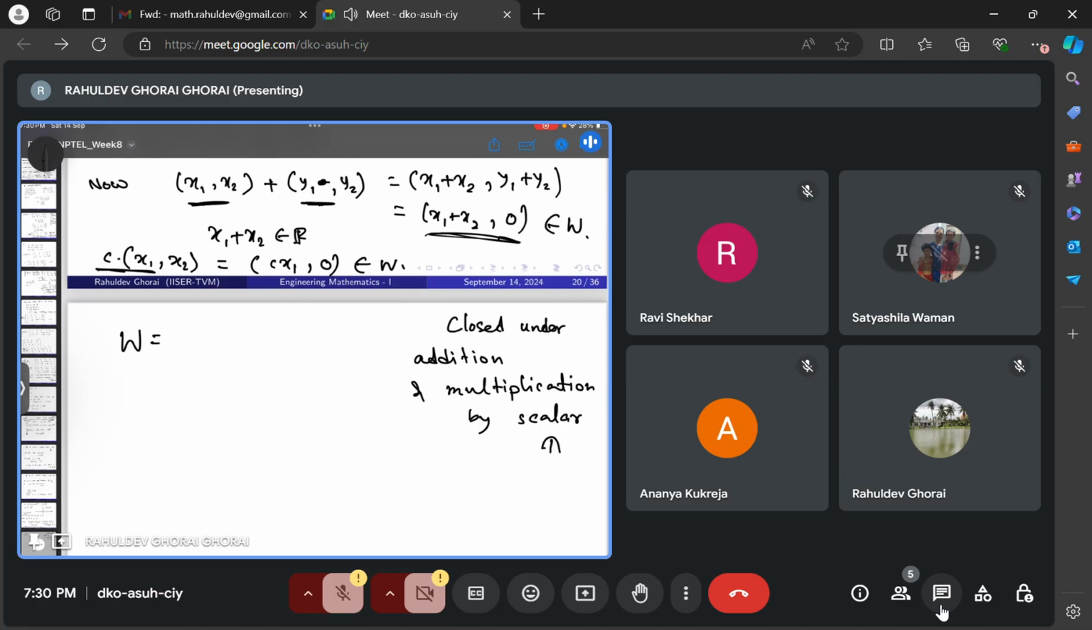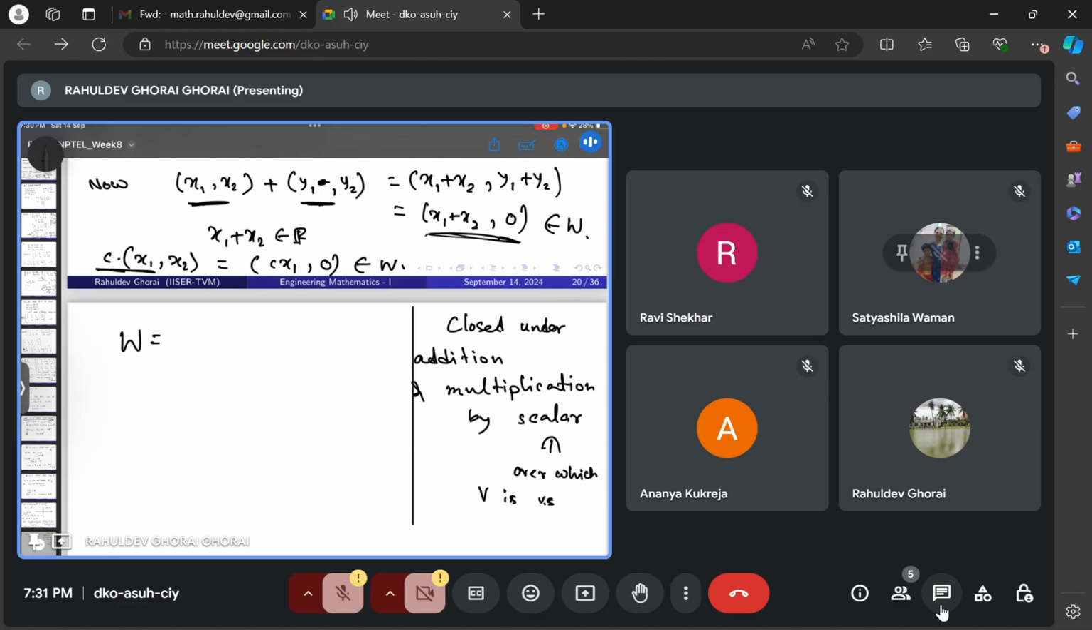The scalar will be from the field over which V is a vector space. If it is a vector space over R, then the scalar is any element of the real number set. If it is over some other set, then the scalar will be from that set.